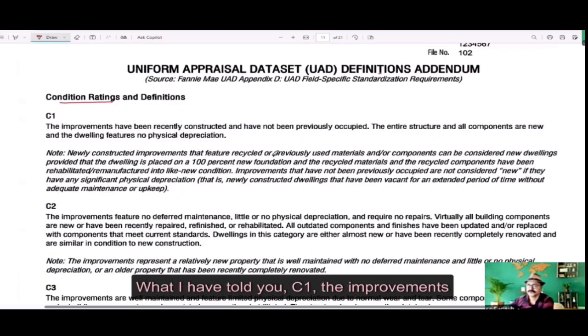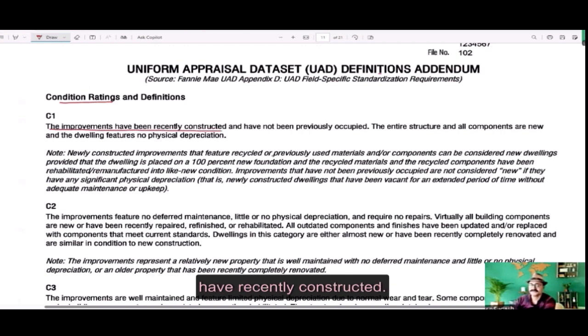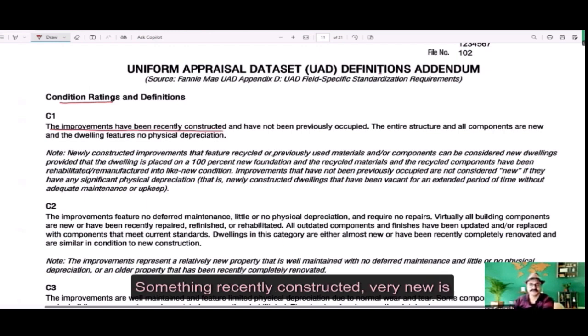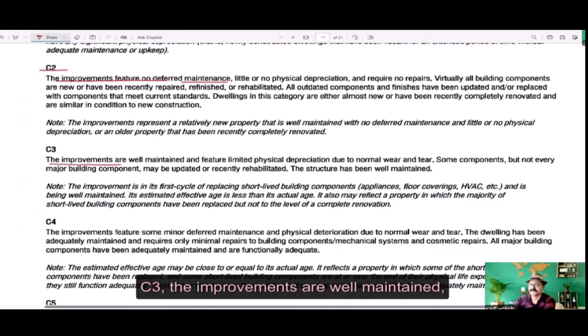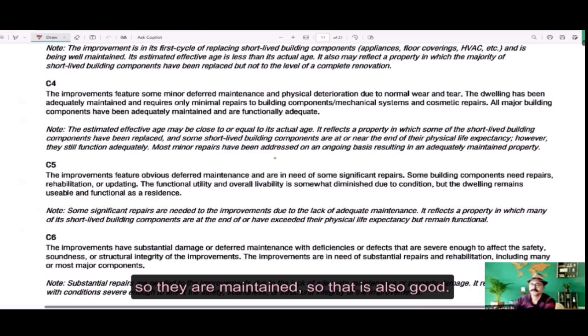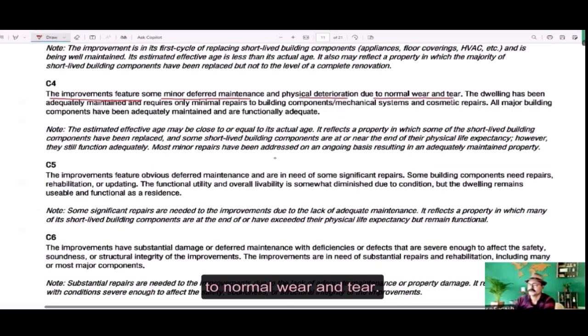What I have told you: C1, the improvements have been recently constructed. Something recently constructed, very new, is going to be excellent. C2, the improvements feature no deferred maintenance, meaning no maintenance required, everything is good. C3, the improvements are well maintained, so that is also good. C4, the improvements feature some minor deferred maintenance and physical deterioration due to normal wear and tear.